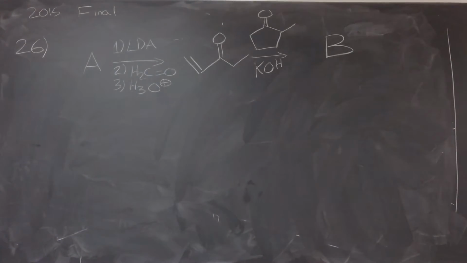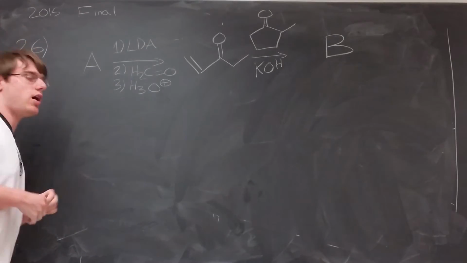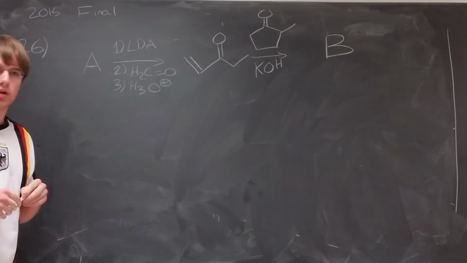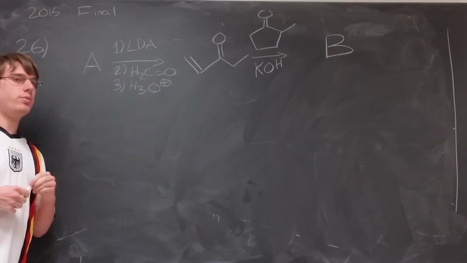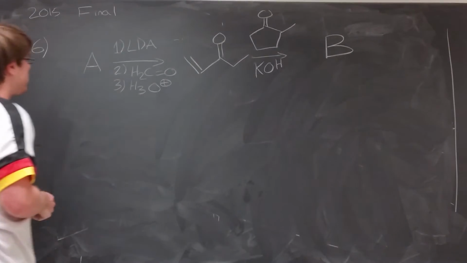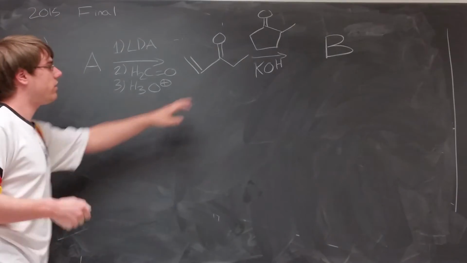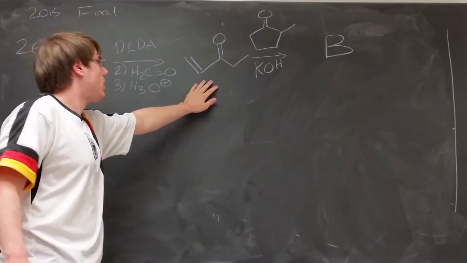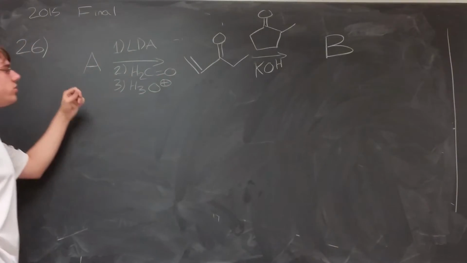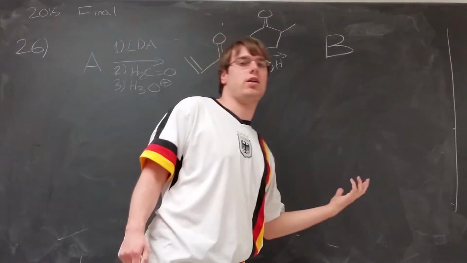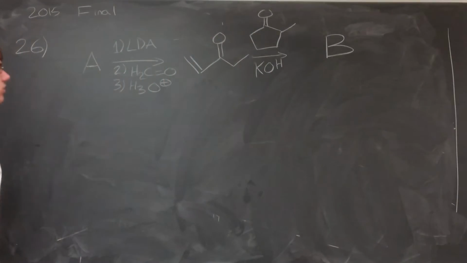Number 26 is about enols, enolates, the Aldol reaction, and the Robinson annulation from exam 3 material. So let's start. We are given this structure right here, and we are told to draw the structures of A and B with no further guidance, aside from the reaction arrows. Let's start by trying to figure out what A is.